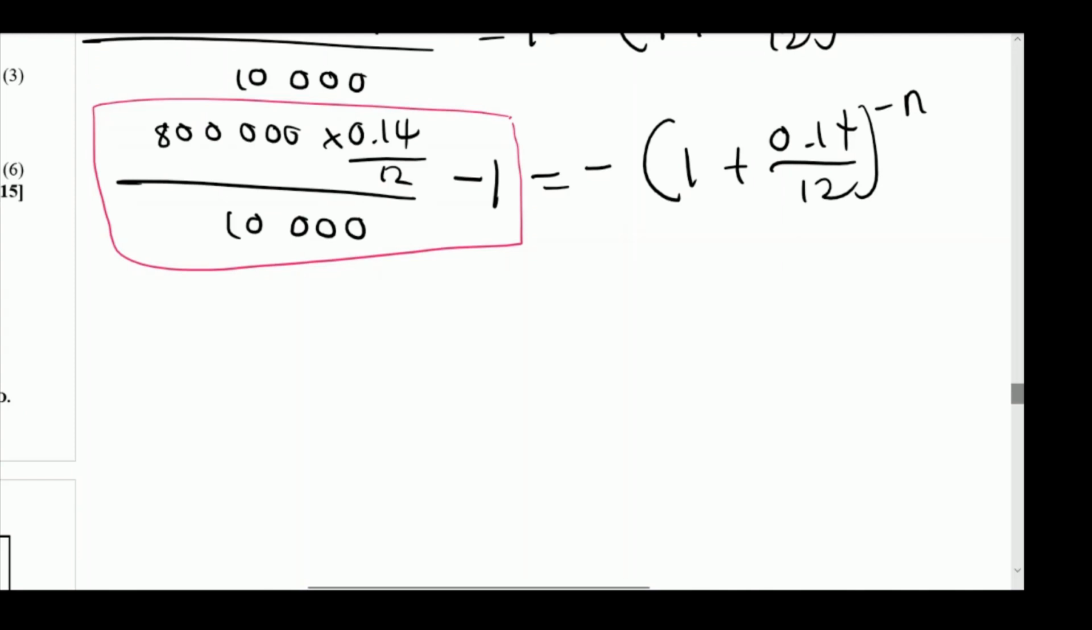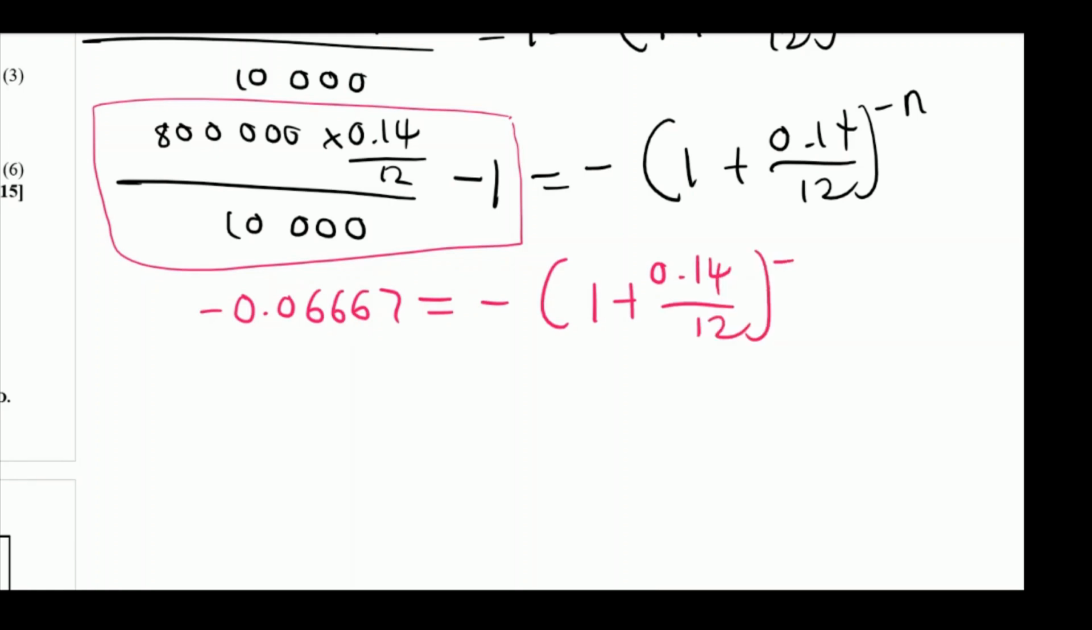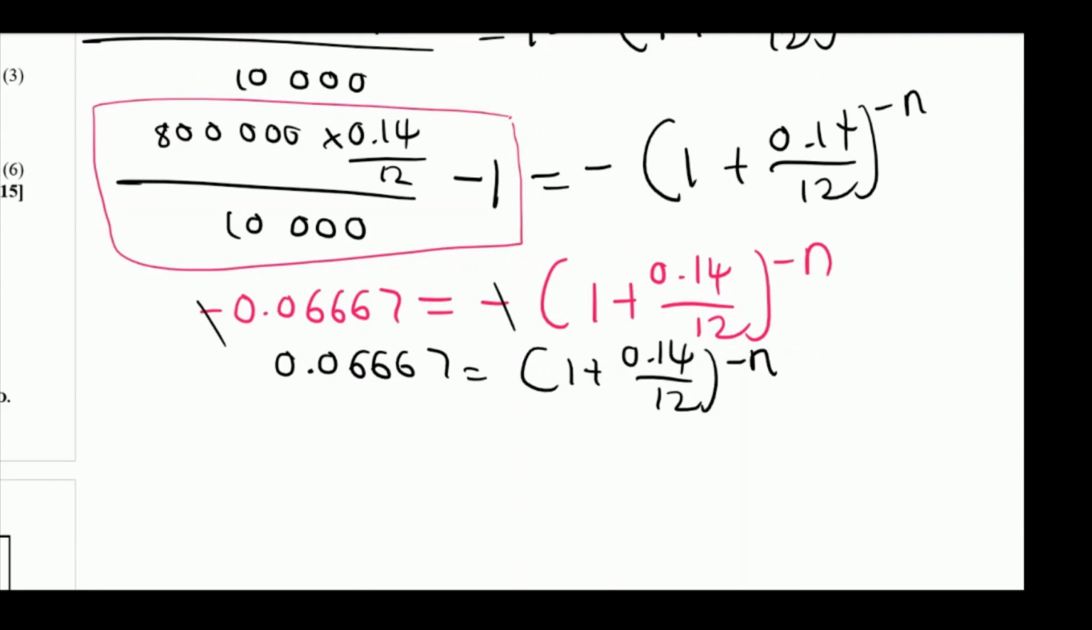So in my calculator I'm getting minus 0.06667 equals minus into 1 plus 0.14 over 12 to the power minus N. And then we divide through the negative, then you remain with 0.06667 equals 1 plus 0.14 over 12 to the power minus N. Then we're going to use logs.